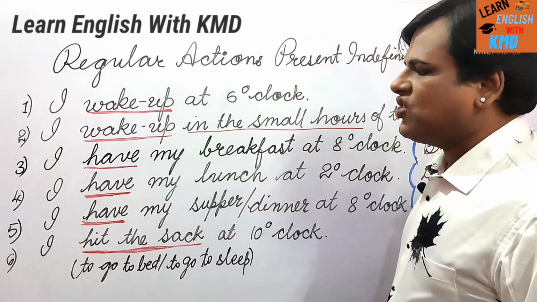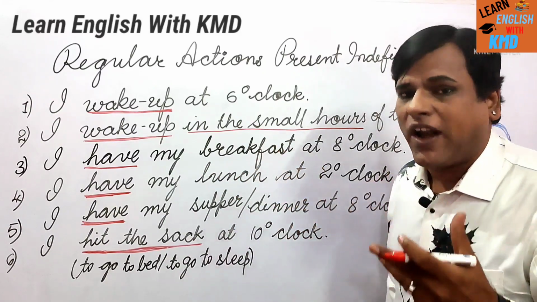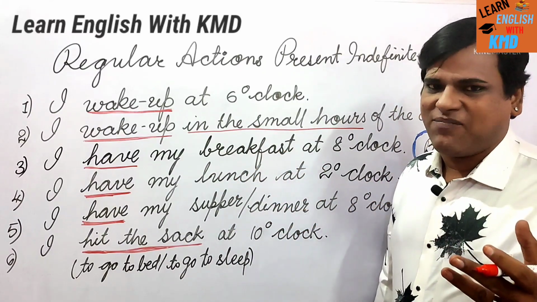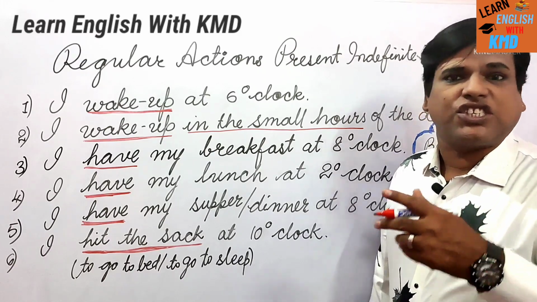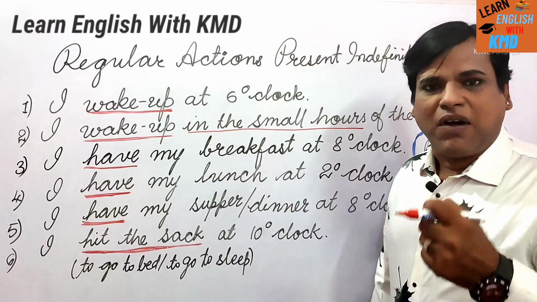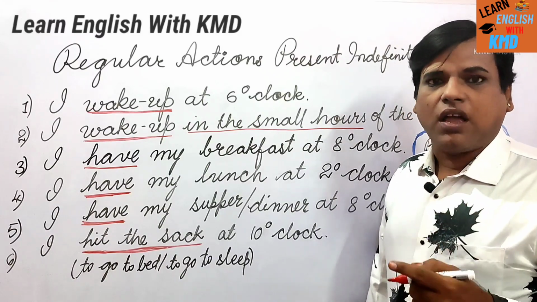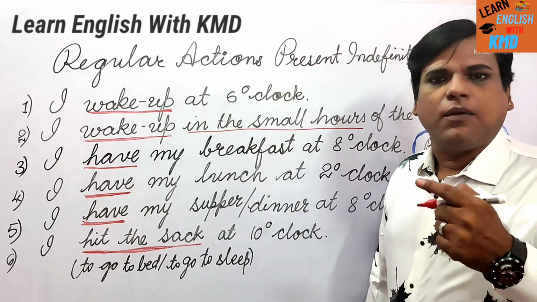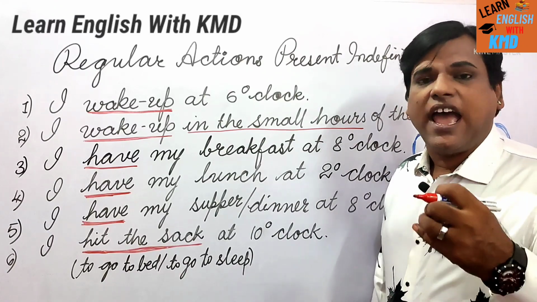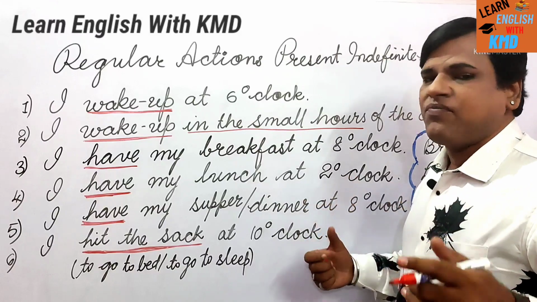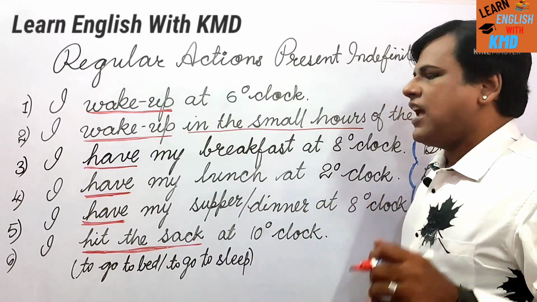Moving on to the next sentence, I have my breakfast at 8 o'clock. Yes, that's what I do in the morning before going to school. Breakfast, breakfast. The correct pronunciation is breakfast. I have my breakfast at 8 o'clock.